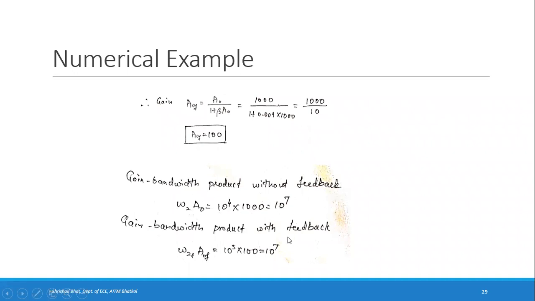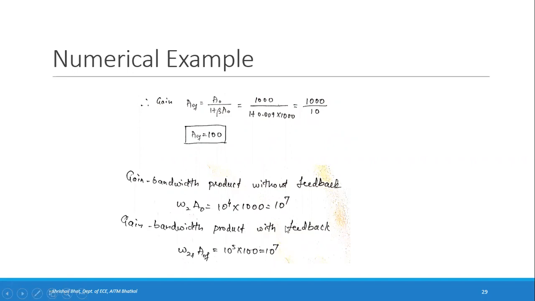If you consider with feedback, omega 2f is the frequency and A naught f is the gain. Omega 2f is 10 raised to 5, A naught f is 100. If you find the product, it will be 10 raised to 7, right? So you have to get both the terms as 10 raised to 7, without feedback and with feedback. It is like cross verifying your answer. If you do not get both of them equal, that means you have made some mistake. Because gain bandwidth product should be constant with feedback and without.